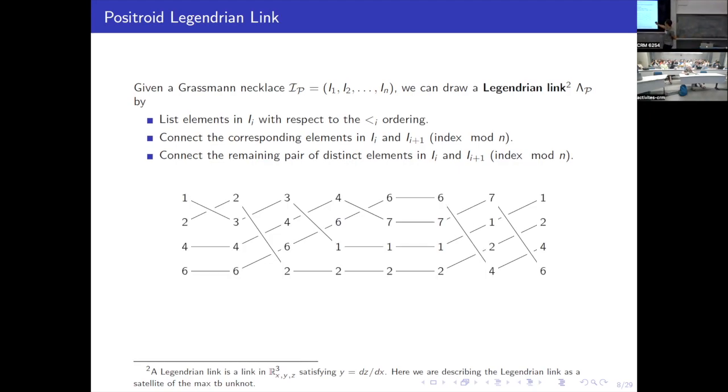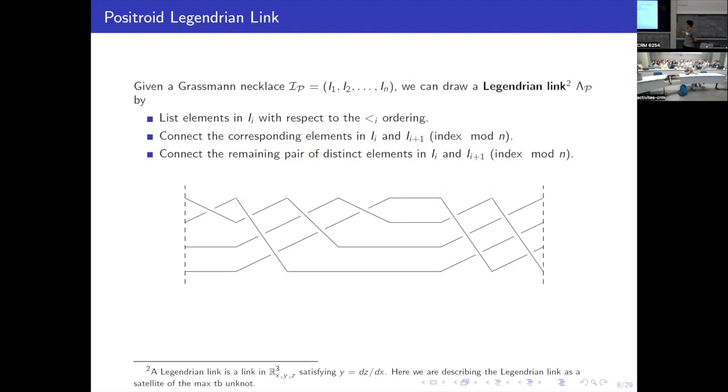So yeah, n is 7, m is 4. Right, so that's how you get a link. So you call it the Positroid link.